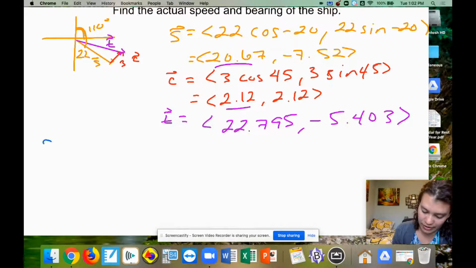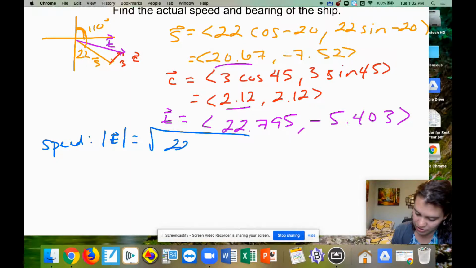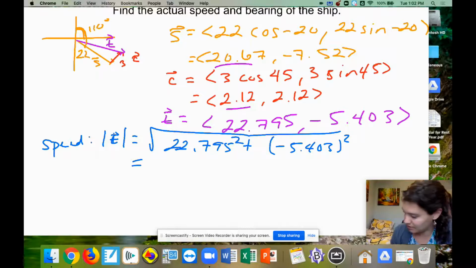So speed is going to be your magnitude of t. So square root of 22.795 squared plus -5.403 squared. Type that in and you should get a magnitude of about 23.43 miles per hour.